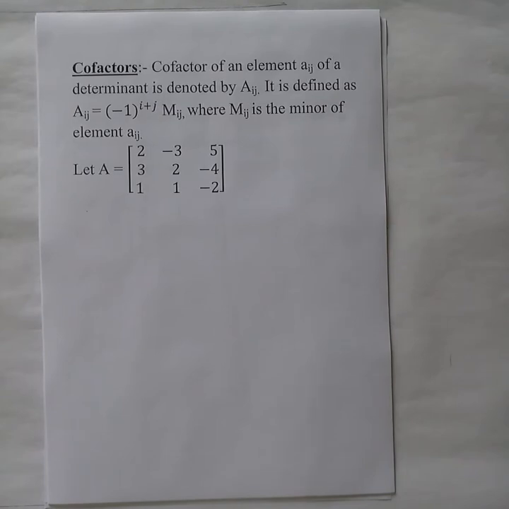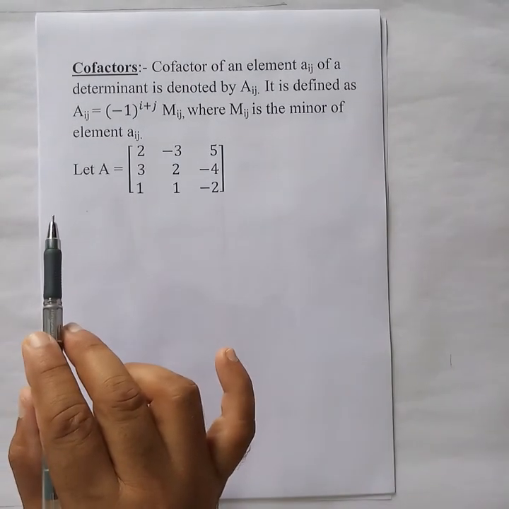Cofactors. Cofactor of an element Aij of a determinant is denoted by capital Aij. It is defined as Aij equal to minus 1 raised to power i plus j into capital Mij, where Mij is the minor of element aij. So from here we can see that the cofactor of an element of a determinant is related to its minor. We have to put a negative or positive sign before the minor to get its cofactor.